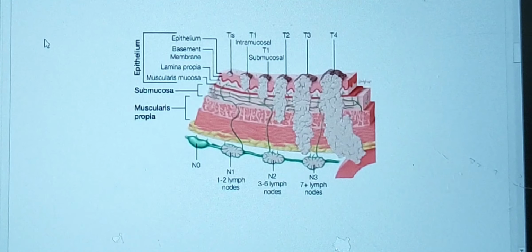So this is the TNM staging for esophageal CA. We have T1 to T4 and N0 to N3. M1 is basically a distant metastasis.